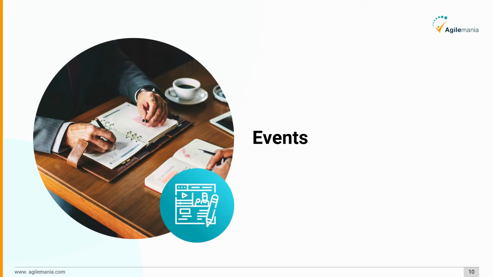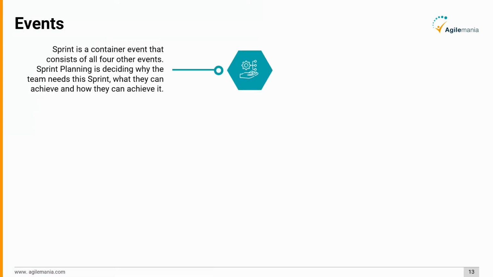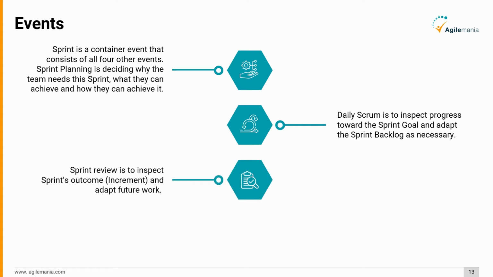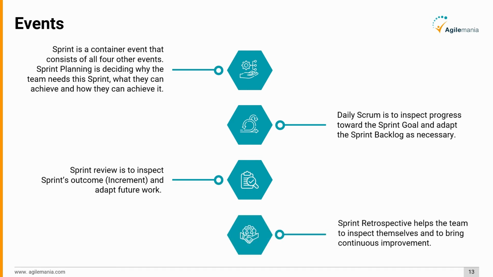And lastly, the events. Sprint is a container event that consists of all 4 other events. Sprint planning is deciding why the team needs this sprint, what they can achieve and how they can achieve it. Daily Scrum is to inspect progress toward the sprint goal and adapt the sprint backlog as necessary. Sprint review is to inspect sprint's outcome, increment, and adapt future work. Sprint retrospective helps the team to inspect themselves and to bring continuous improvement.